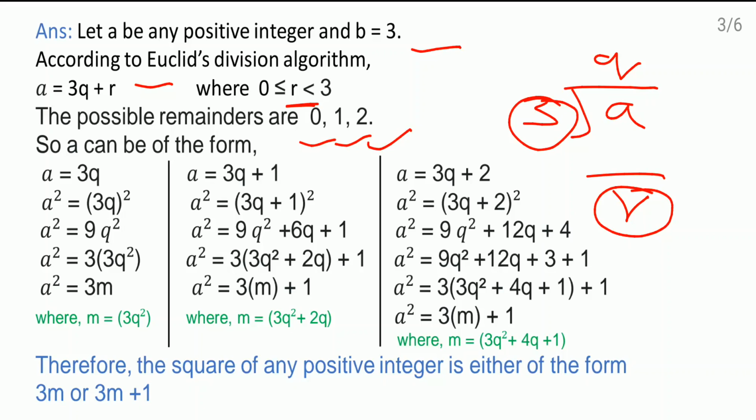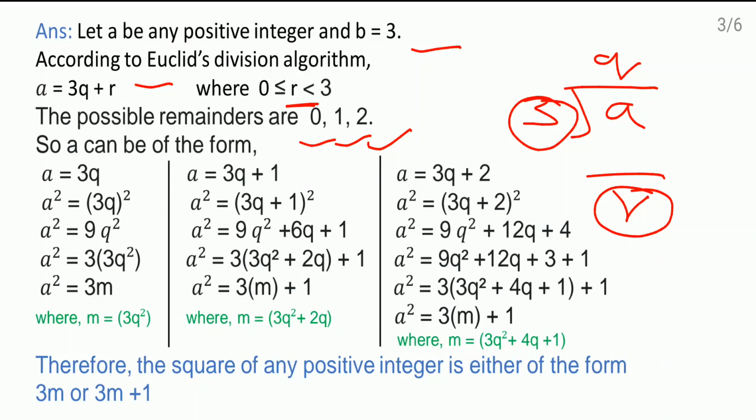Correct? So according to this one, I can write down my integer here. See, a which is equal to 3q plus 0. 0 doesn't have any value, so 3q. So this is first format. A which is equal to 3q plus 1. I am just replacing this r with 0, 1 and here 2. Correct? So we got these 3 forms of integer. Now what I will do? I will make the square.